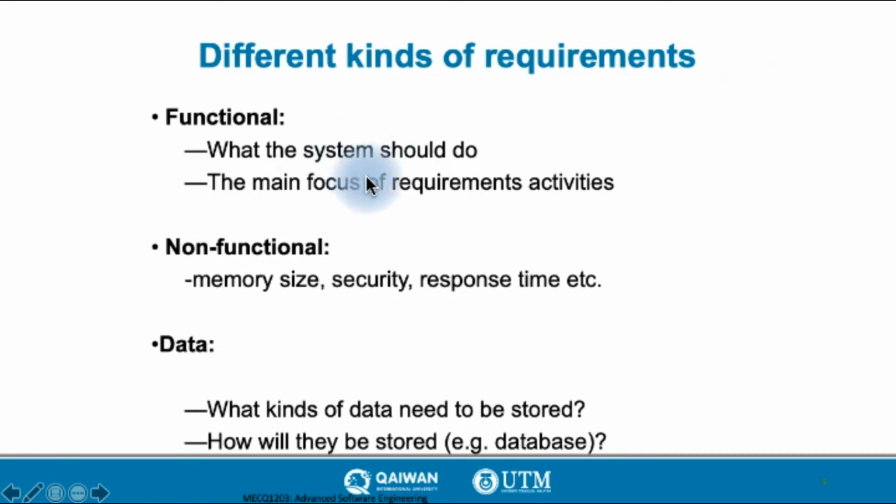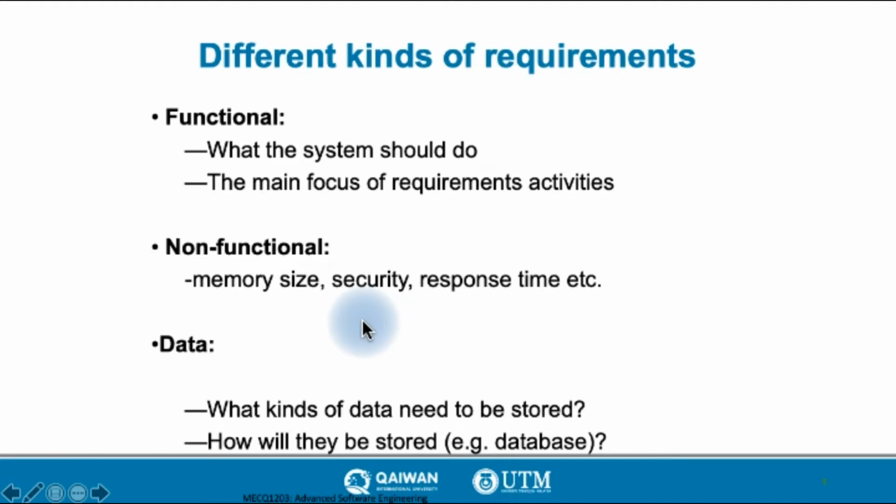So we have different kinds of requirements, which we just mentioned: functional and non-functional. The functional is what the system should do, and the main focus of the requirements activity. For example, if I have a system with payment, then in the payment features, whatever requirements the users need, I can add to my application. So the functional is the things that I can see in my system, but the non-functional is behind the scenes, things like memory size, security and response time. So I also have to take care of them as well.